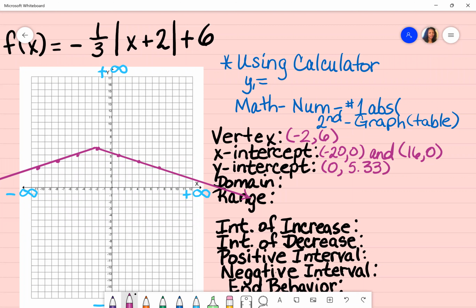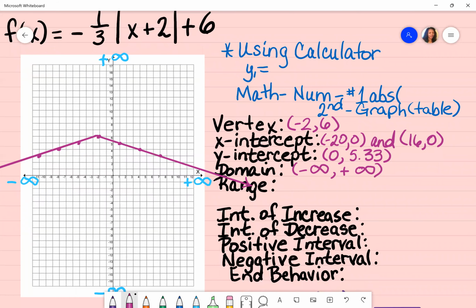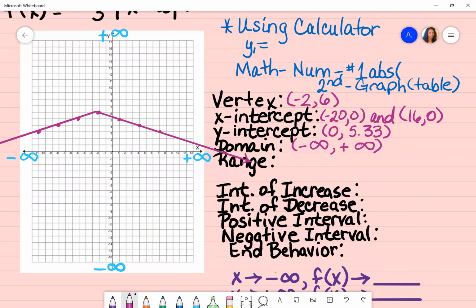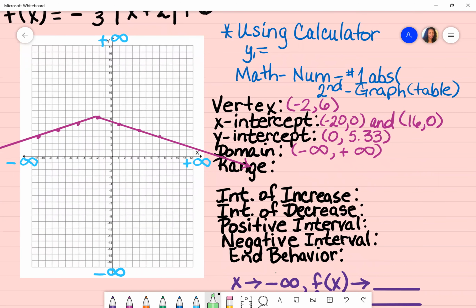My domain will always be all real numbers when I am talking about absolute value because it has arrows that can go from left to right. When I am referring to my range, I've already notated on here, it goes from bottom to top, negative infinity to positive infinity. So what I do is I start from the bottom and I stop at y because range means my y values at the top of my graph.